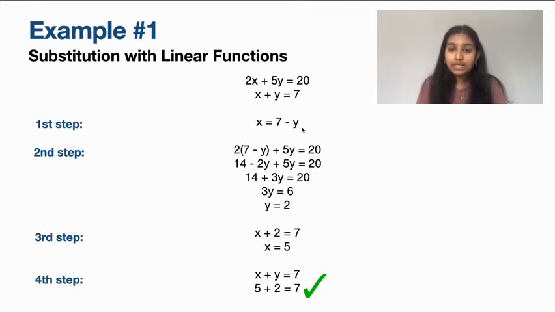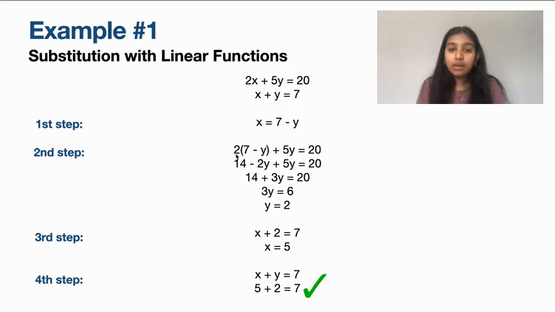Now we know what x is, and we can substitute this expression back into our second given equation. Remember, do not use the same equation or else you will get a solution of 0, and that is not what we are looking for. So if we substitute it, we have 2(7 minus y) plus 5y equals 20. And from here, it is a matter of distributing the 2 and putting together the common factors.